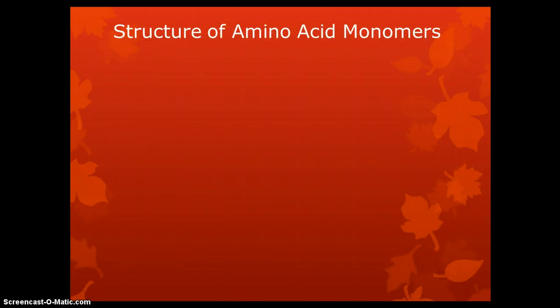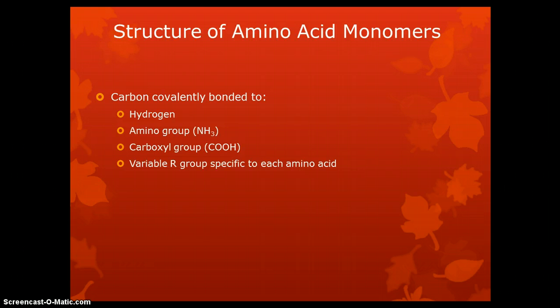Proteins are the most complex and diverse class of macromolecules because of the diversity of amino acids and the chemical properties of each individual amino acid. The order in which they're arranged in a chain changes the properties of the protein as well.